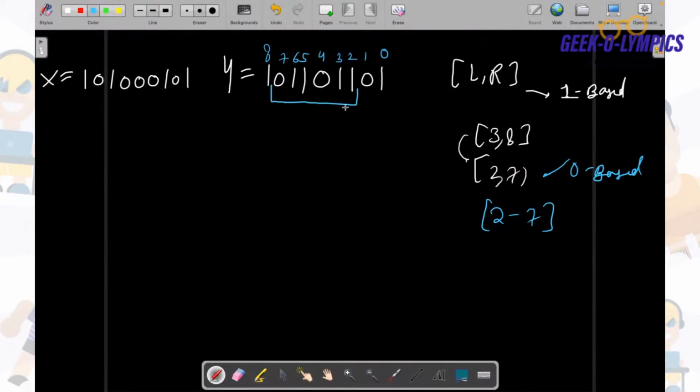Is this much clear? Is this clear that we have to consider bits of y from 2 to 7?